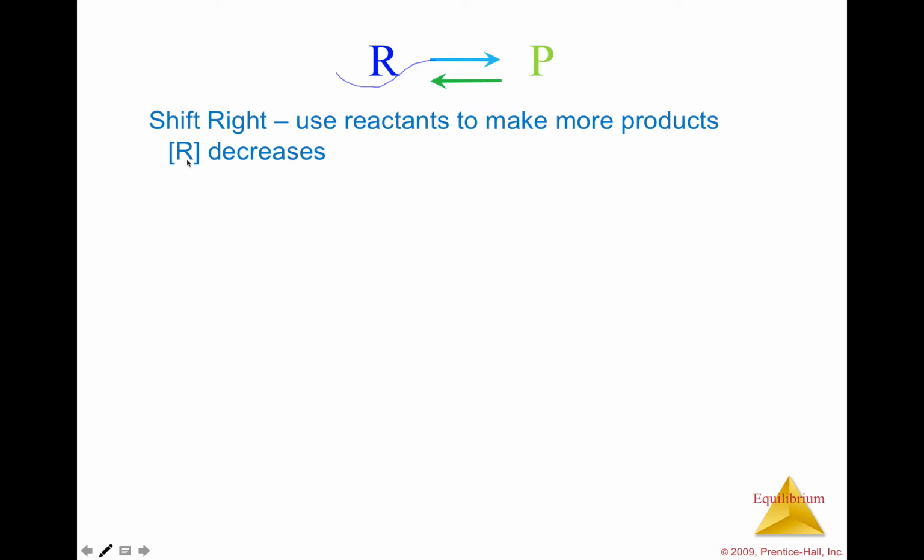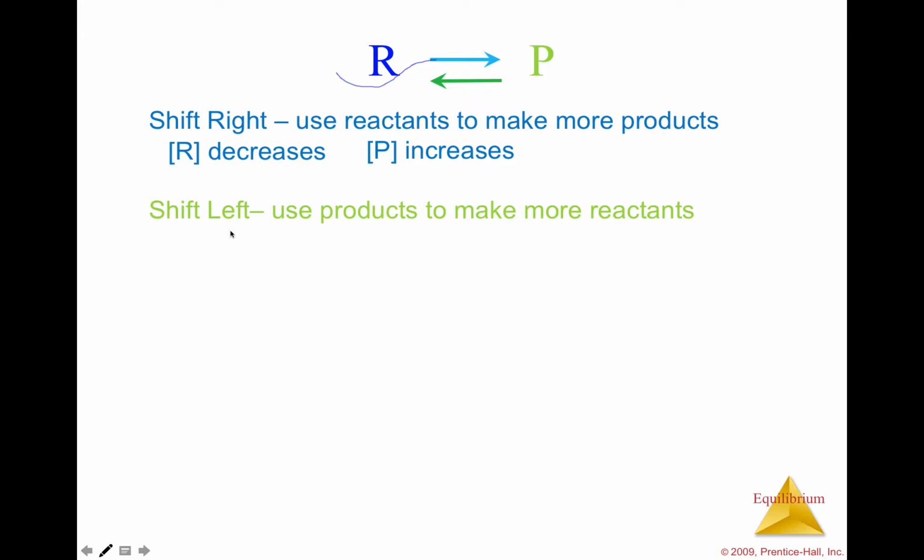That means my concentration of the reactants goes down, right? If I'm using up the reactants, they're being consumed, their molarity goes down. Shifting right, what happens to the products? You're making more products, so the concentration of the products increases. So again, right shift: use up reactants, make new products.